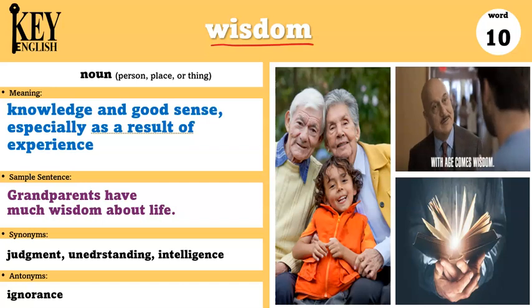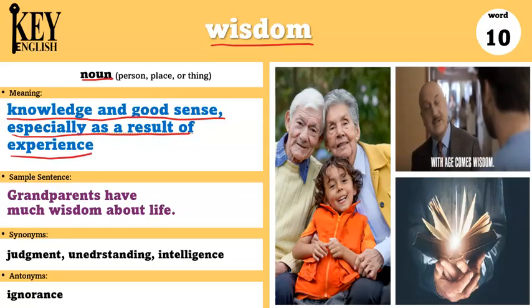Our last word is wisdom. Wisdom is a noun, and it means knowledge and good sense, especially as a result of experience. So this is talking about someone who is very smart, they have a lot of knowledge, or they have good sense. It means they can tell if something is a good idea or a bad idea easily. And they have all of this wisdom, all of this knowledge because of their experience. That usually means that they are older in age.